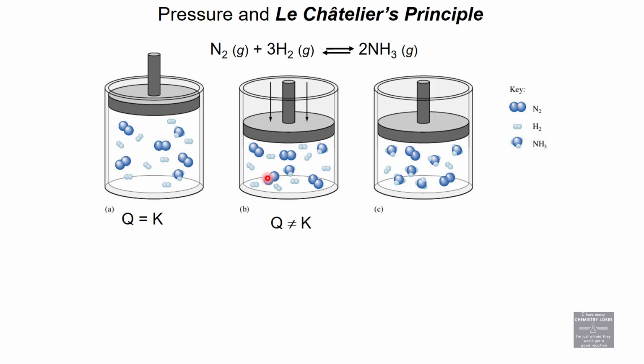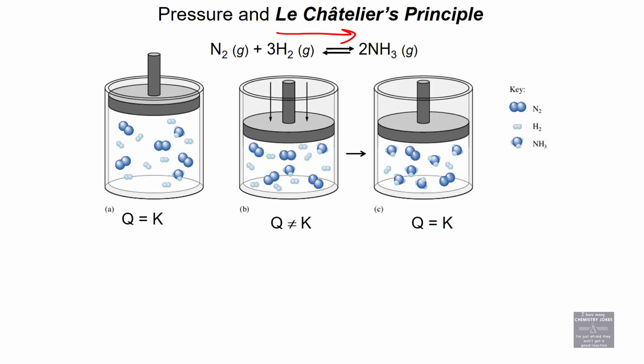Q is no longer equal to K. So Q needs to change to reestablish Q equal to K. That's what happened over here. If we look at our little picture, I have 4 N2 molecules in my Q not equal to K picture, and then over here I have 2 N2 molecules. That tells me this reaction shifted to the right to create more NH3 molecules.